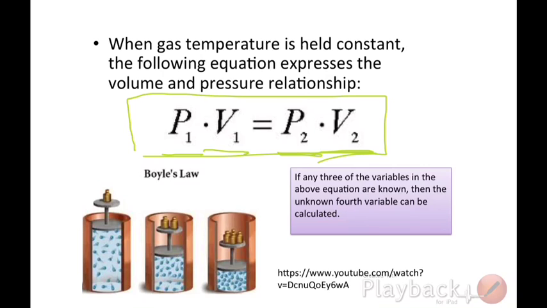When gas temperature is held constant, meaning it doesn't change, the following equation expresses the volume and pressure relationship. Just like our other gas laws, if any three of the variables in this equation are known, then the unknown fourth variable can be calculated.